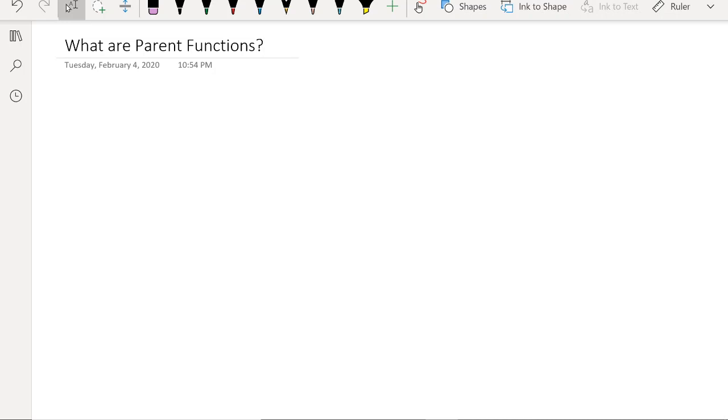So today I want to talk about parent functions, and maybe you've heard of these before, but basically they're parents. So a better way to think about it, because that's the title, is like great grandparents. Okay, so I'm going to kind of paint a picture here for you. Great grandparents.